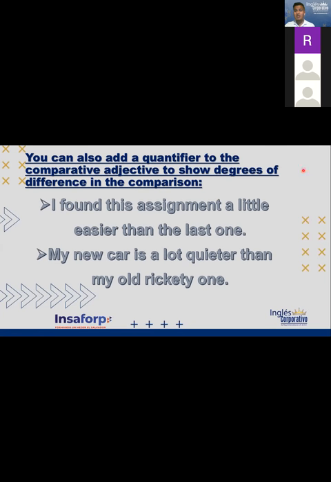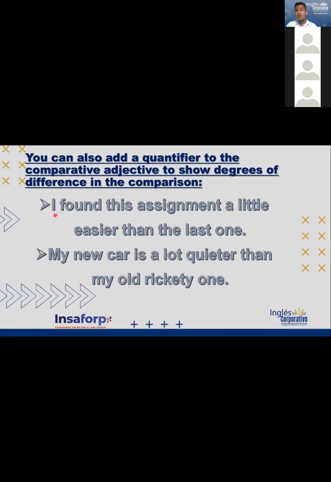Sample number one, I found this assignment a little easier than the last one. Do you understand that sentence, guys? No, teacher. Okay. So, ¿cuál es el quantifier aquí? A little. Quantifiers son aquellos que nos dan cantidad, como un poquito, mucho, poquitito. You see? Those are quantifiers. So, in this case, the quantifier is a little, un poco.